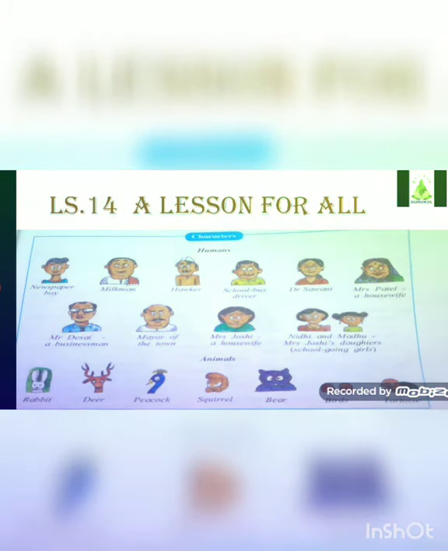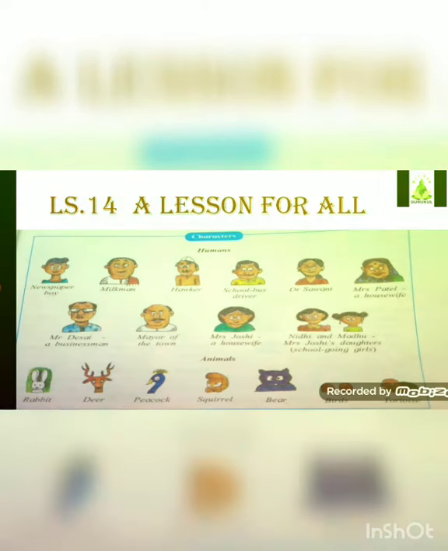Now, as you see in the slide, you can see the characters of this lesson. The first characters in this lesson are a newspaper boy, milkman, hawker, school bus driver, Dr. Sawant, Mrs. Patel, a housewife, Dr. Desai, a businessman, mayor of the town, Mrs. Joshi, a housewife, Nidhi and Madhu, Mrs. Joshi's daughters, school-going girls. So these are the human characters of the lesson.